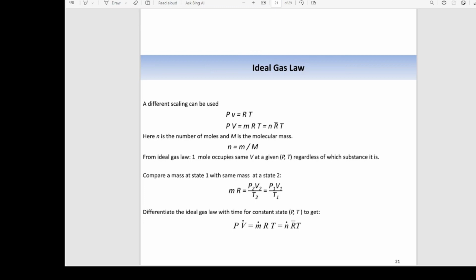Now, if we differentiate the ideal gas law with respect to time for some constant state, this is the form of the equation we get. The key part here is that pressure and temperature are constant. In this case, it's not defined as potentially a closed system, so we have some kind of mass flow rate.